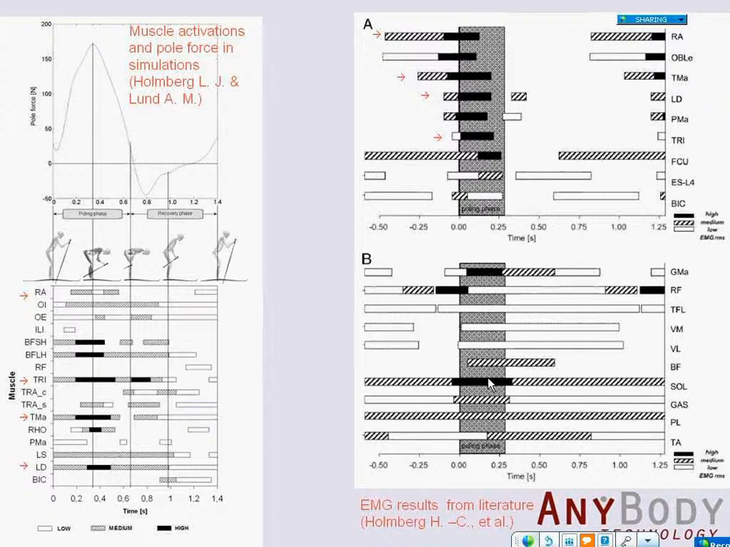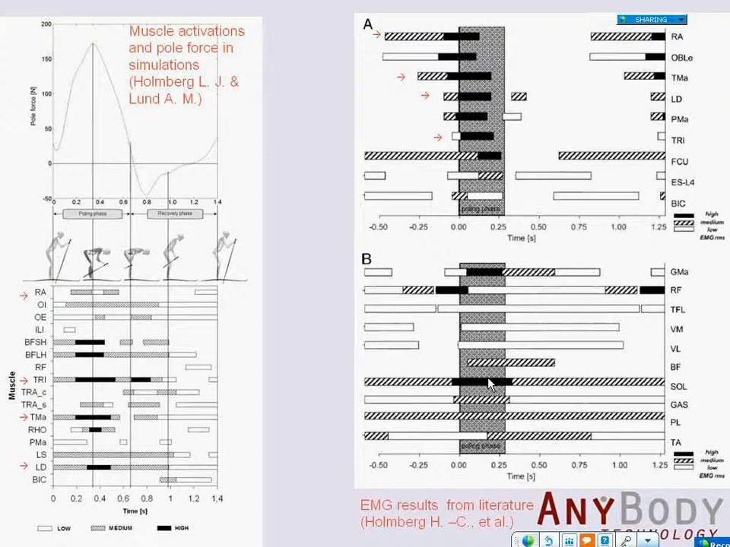Also a general remark, muscles around the shoulder match better and muscles around the hip and the lower trunk match worse. We will look in detail at a couple of muscles there.